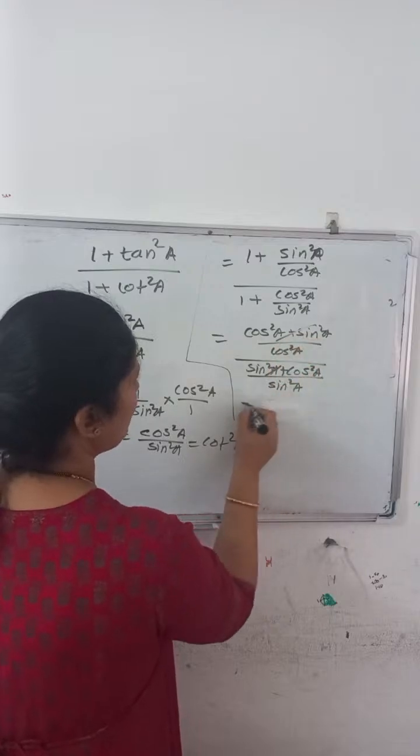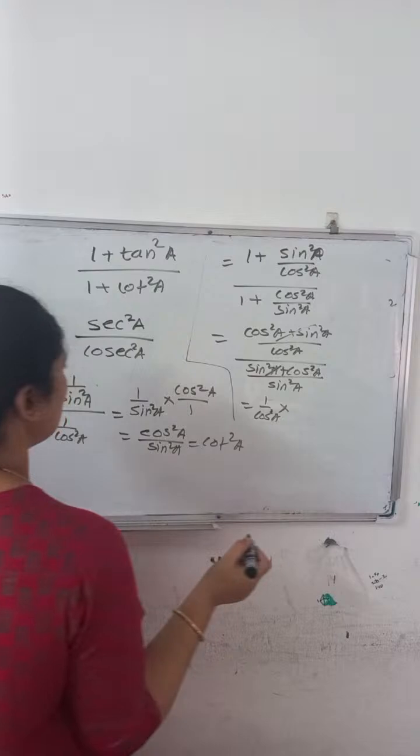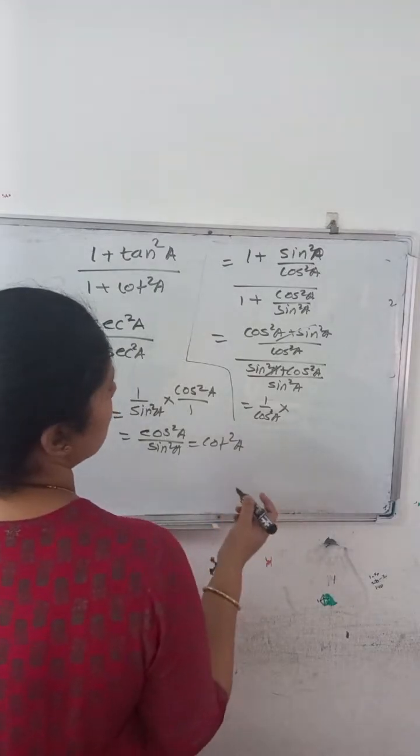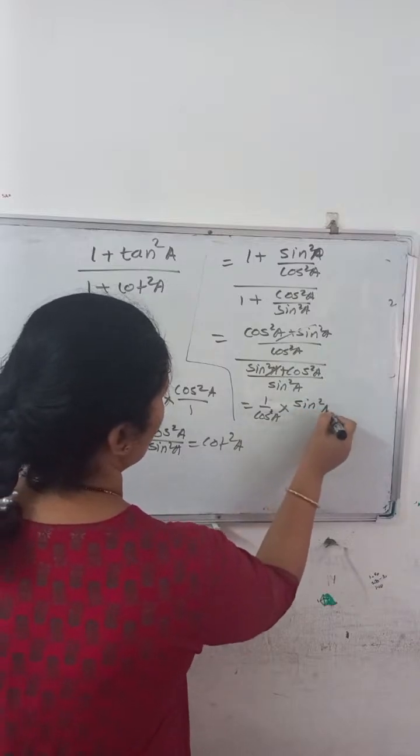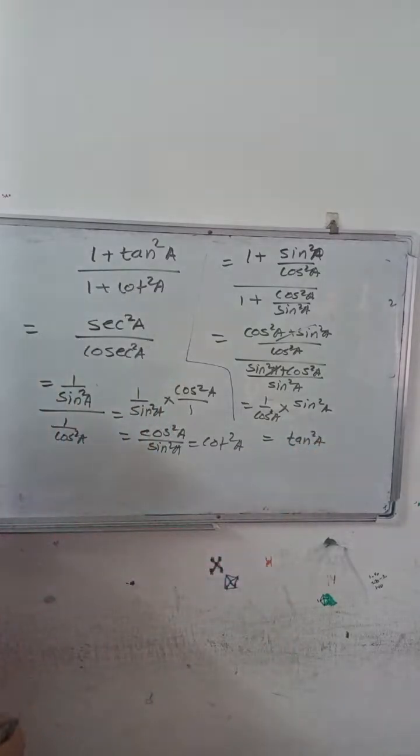Okay, these both are getting cancelled. 1 upon cos square A into sin square A. Here I am getting tan square A. That means, in the first method, 1 upon sin square. In both the cases I am getting different answers. Check. Did I make a mistake anywhere?